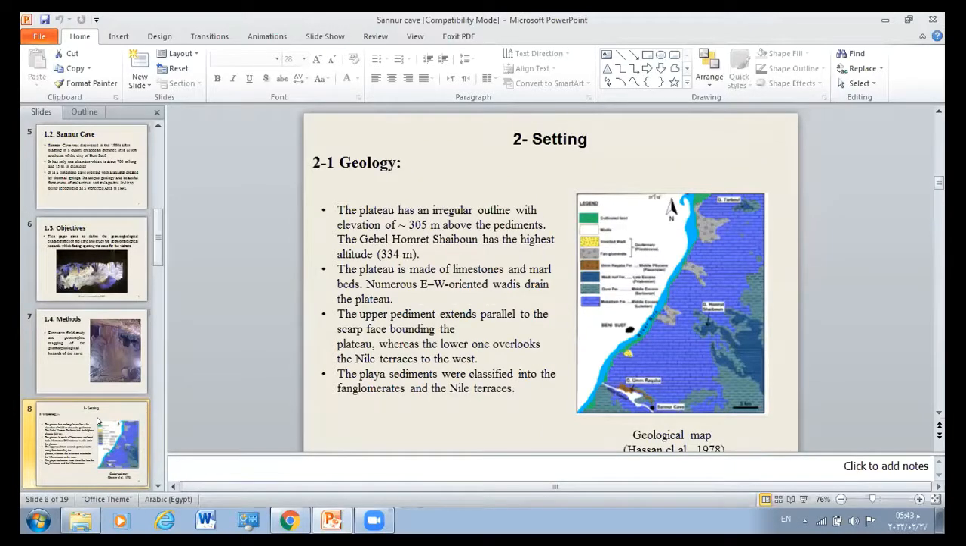Geology. The plateau has an irregular outline with an elevation of approximately 305 meters above the bediments. Gabal Hamro Chaibun has the highest altitude, 334 meters. The plateau is made of limestone and marl beds. Numerous east-west oriented wadis drain the plateau. The upper bediments extend parallel to the scarp face bounding the plateau, whereas the lower one overlooks the Nile terraces to the west. The Pleistocene sediment was classified into conglomerate and the Nile terraces. So this is the geological map for the area, and we can see here the content of the geological map.